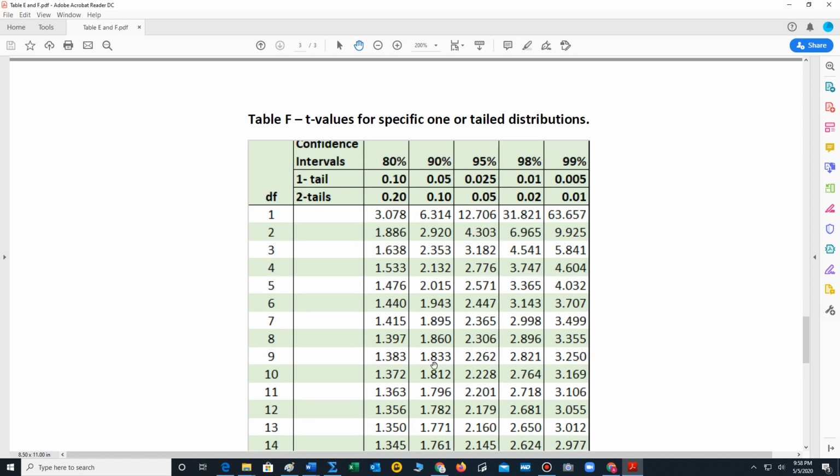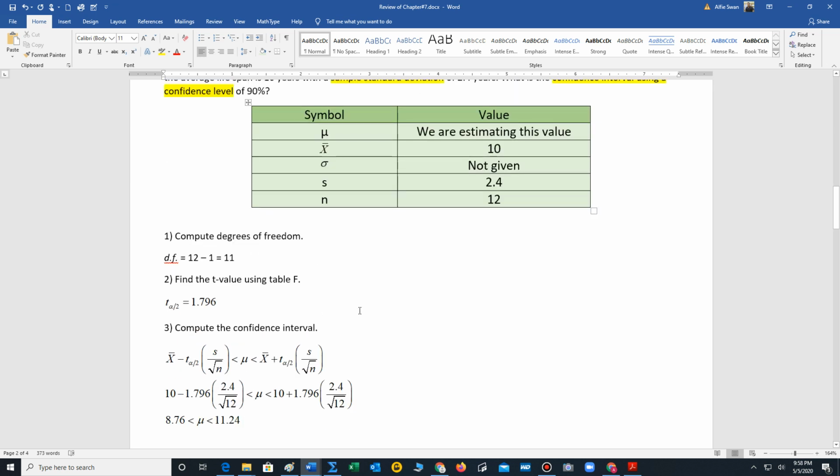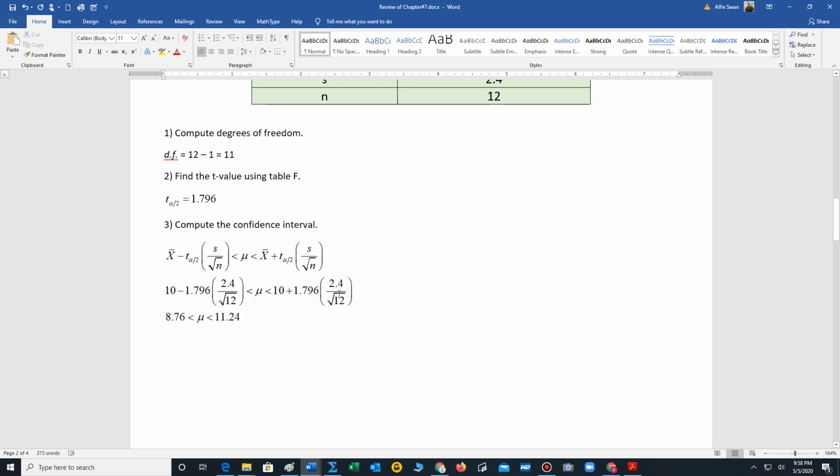We go down to level 11 to get 1.796, which is what I have listed here. And then we take this information, plug it into the formula, and calculate. The true mean lifespan of a mountain lion is somewhere between 8.76 to 11.24 years.